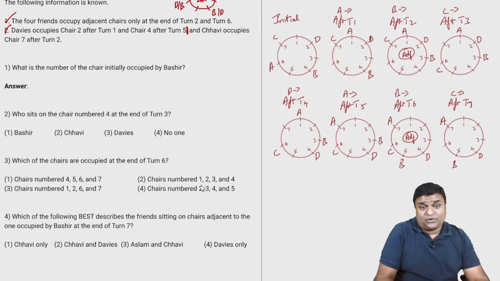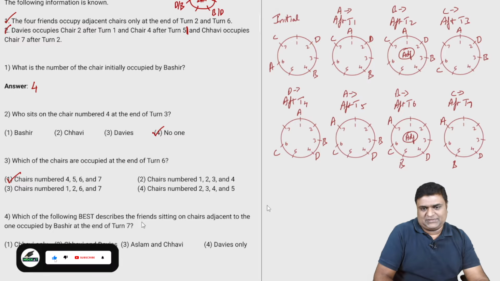Now, what is the number of the chair initially occupied by B? Initial B 4, right? Straightforward. Who sits on the chair number 4 at the end of turn 3? After turn 3, chair 4, no one is sitting over there. Option 4, no one. Which of the chairs are occupied at the end of turn 6? After turn 6, adjacent chairs that are 4, 5, 6, and 7. Option number 1.